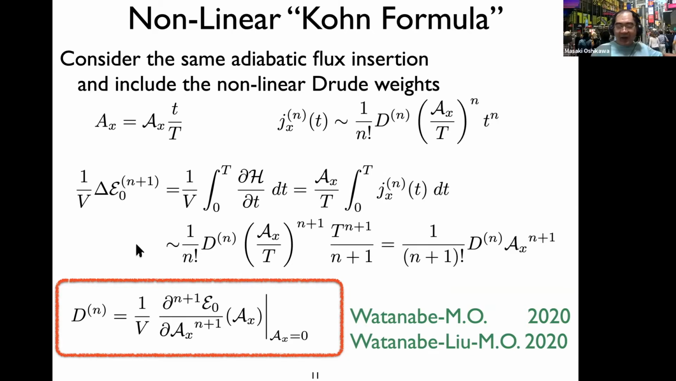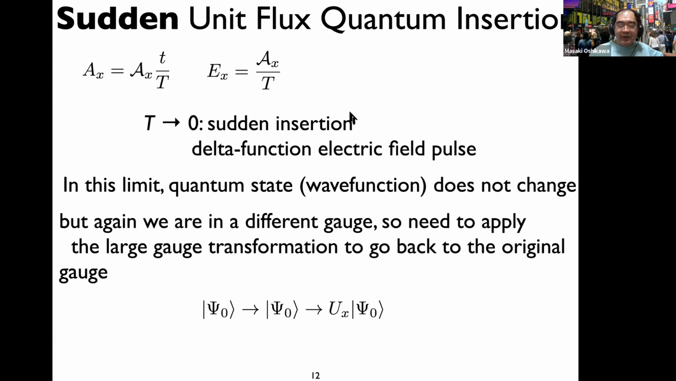Actually, I admit that this is kind of subtle business, and I will show some evidence that this quantity is actually subtle. But at a very formal level, I think we can define this quantity, and maybe we can discuss later after I show you some very tricky result. Yes, I agree that this is kind of tricky business. Okay, so that was the derivation of the generalization of the Kohn formula to nonlinear Drude weight.